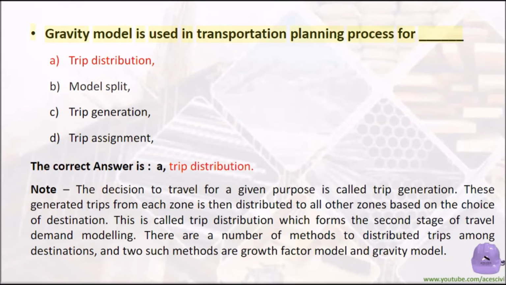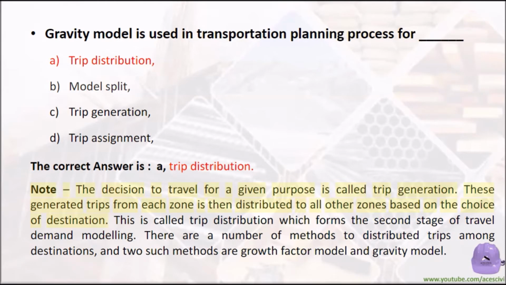Gravity model is used in the transportation planning process for: A. Trip distribution, B. Modal split, C. Trip generation, D. Trip assignment. The correct answer is A. Trip distribution. Note: the decision to travel for a given purpose is called trip generation.